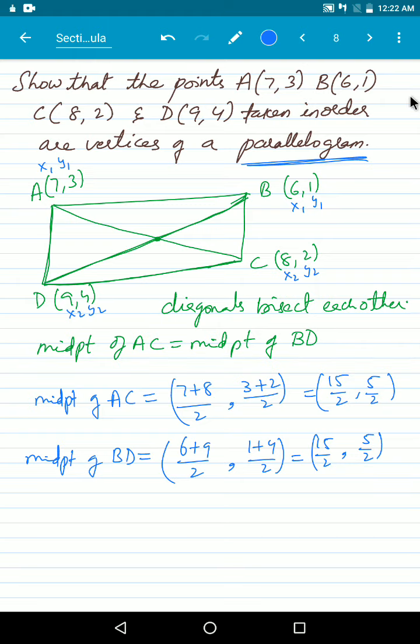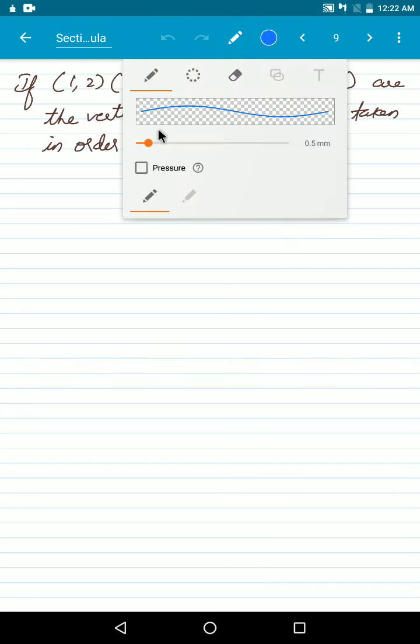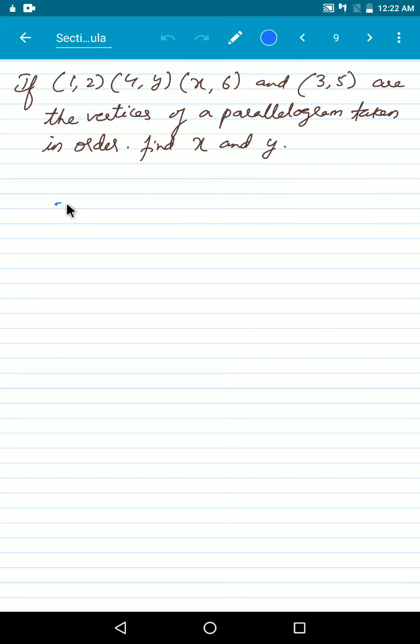All right. Now, let us apply the same concept in this problem. If 1 comma 2, 4 comma y, x comma 6 and 3 comma 5 are vertices of a parallelogram. Now we know that these are the vertices of a parallelogram. Find the value of x and y.